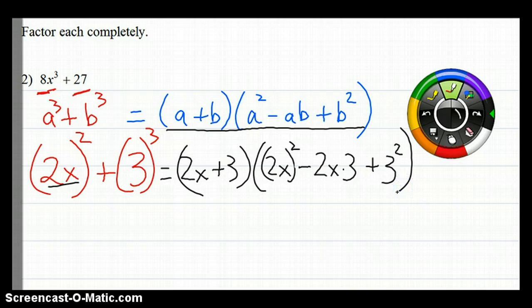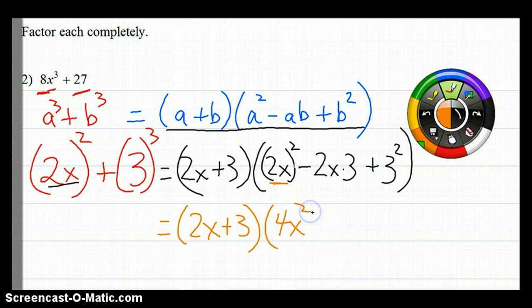Now again, let's clean that up. Cleaning up means let's multiply through. 2x times 2x, be careful, is a 4x squared. 2 times 3, we don't usually write it like this. We should write that as a 6x. And 3 times 3 is 9.